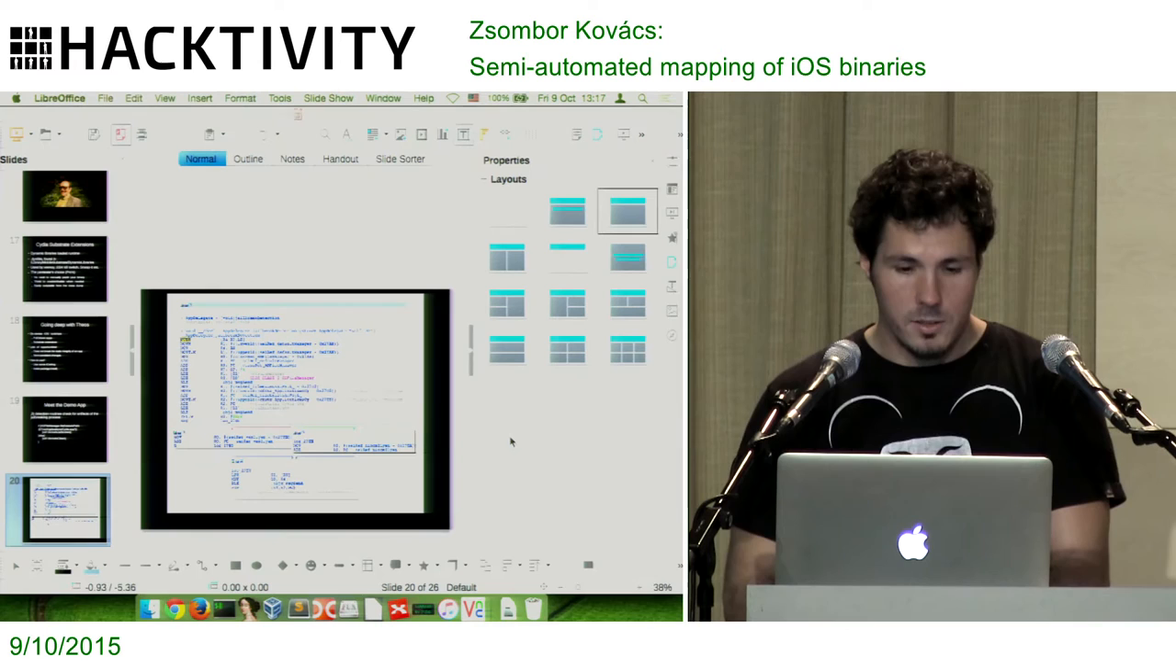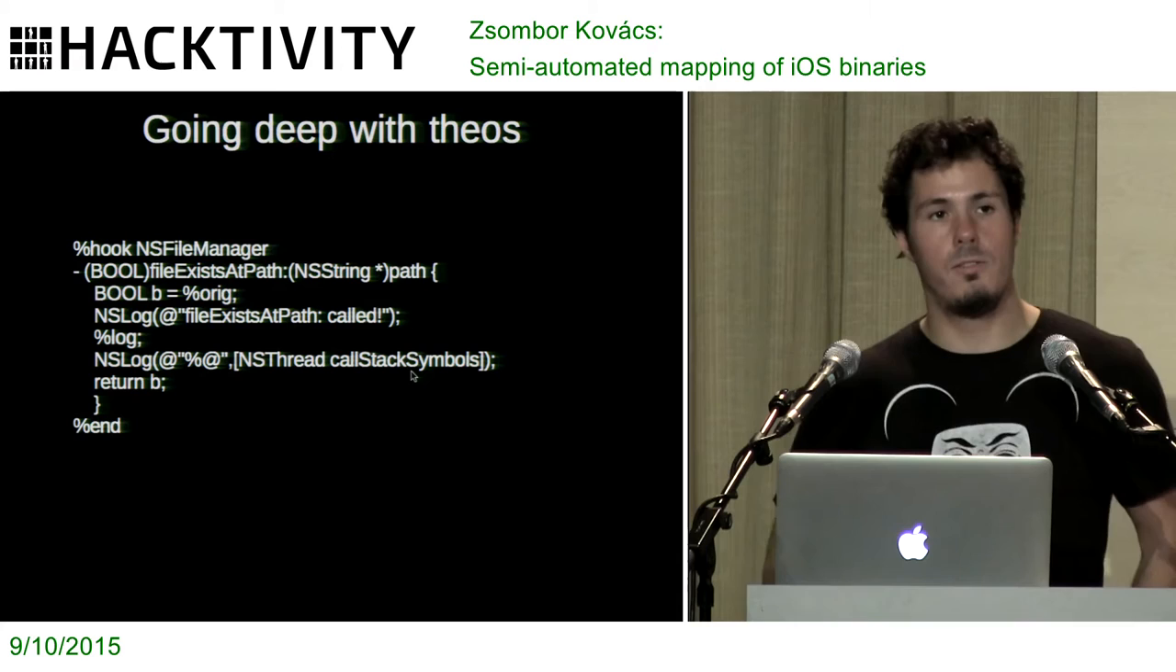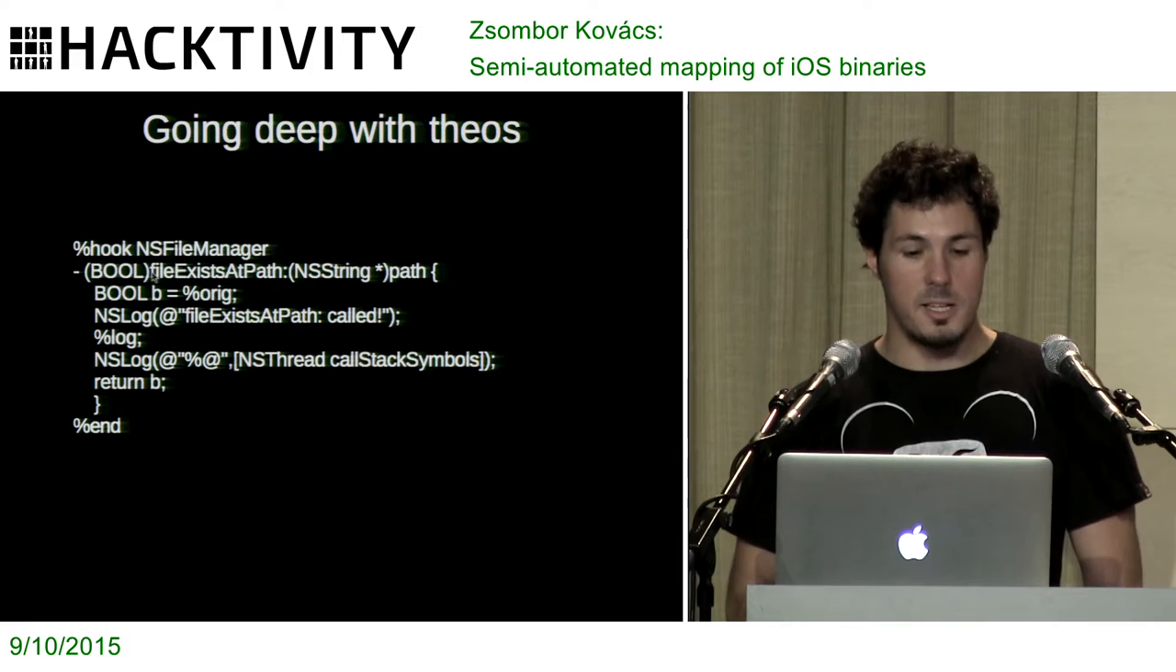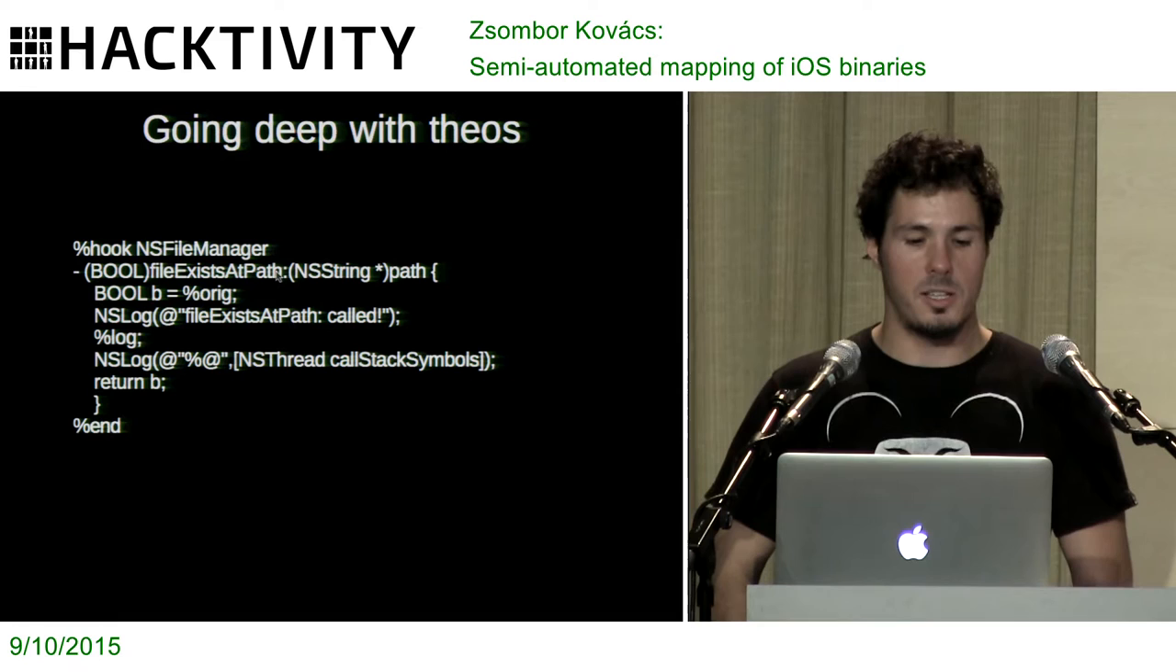So how can we bypass, or how can we see where the actual... the heart of this thing is this file exists at path function, which is a library iOS call. And as its name suggests, what it does is simply return a Boolean yes or no, whether or not a particular file exists or not.